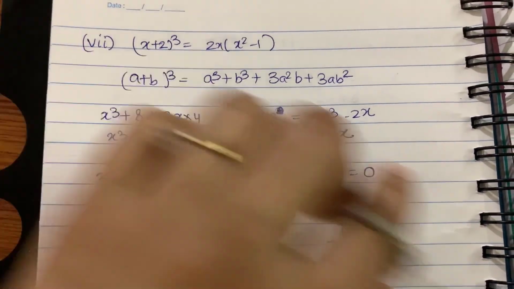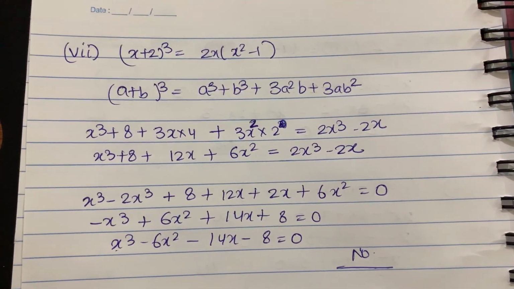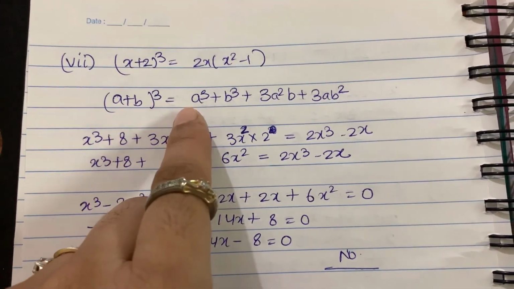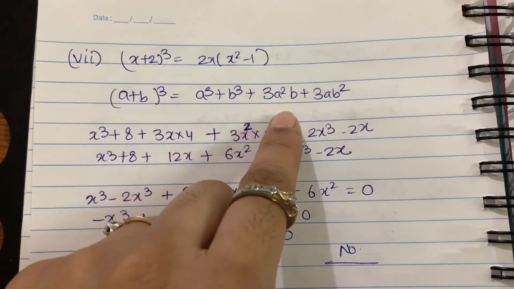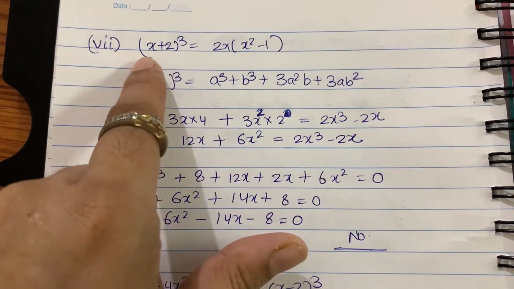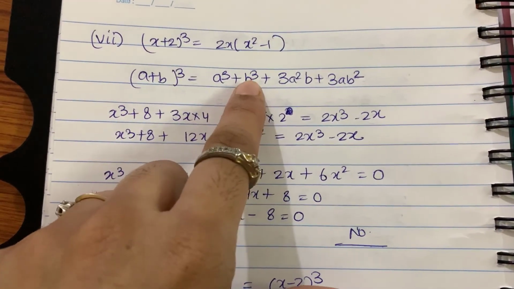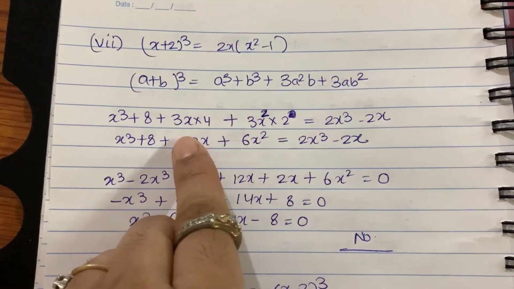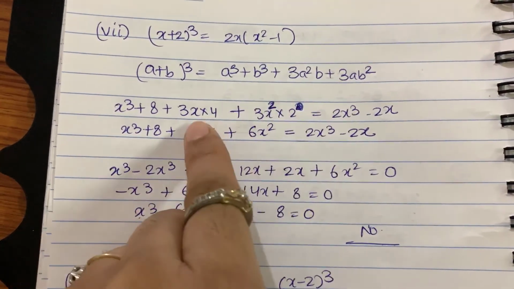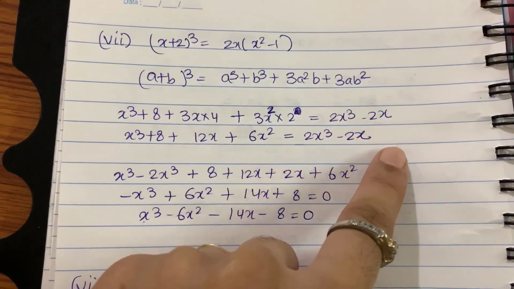The seventh part is (x + 2)³ = 2x(x² − 1). On the left hand side we have the formula (a + b)³ = a³ + b³ + 3a²b + 3ab². We have solved this part where a is x and b is 2. So a³ is x³, b³ is 8, 3a²b is 3x² times 2, plus 3ab², and the RHS side is 2x³ − 2x.